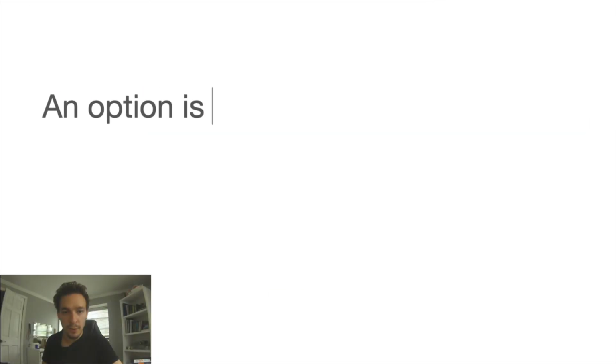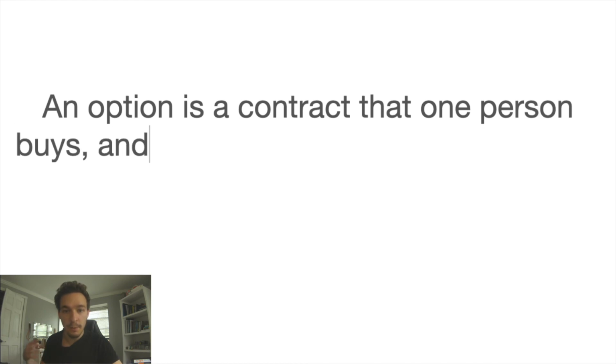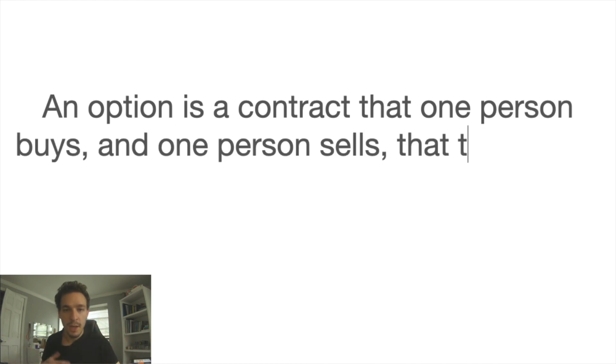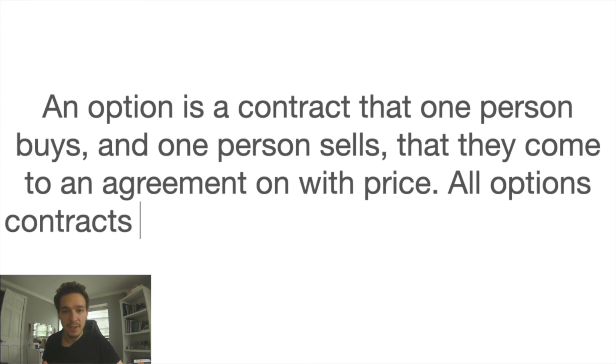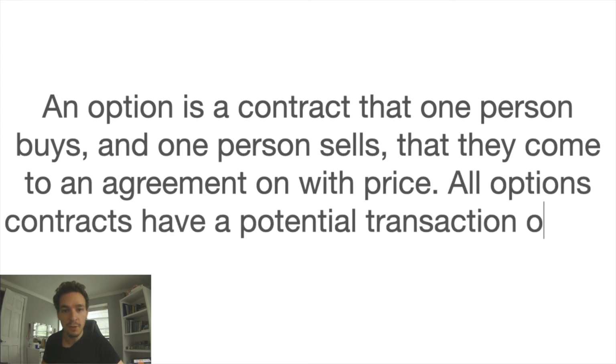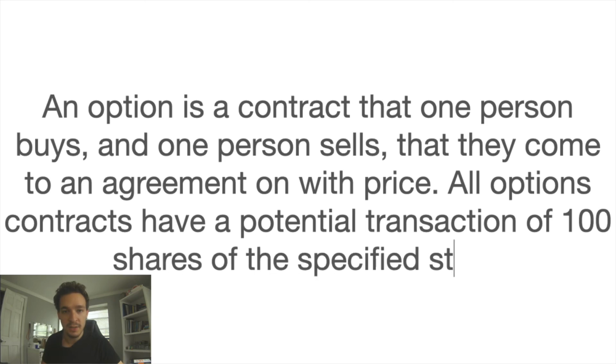So now that we've broken down that definition, let's actually transfer it over into what an option contract actually is. So an option, just like our agreement with our parents, is a contract that one person buys and one person sells, and they come to an agreement on. All options contracts have a potential transaction of 100 shares of whichever stock the options contract is stated for. This is what the agreement is on an options contract.